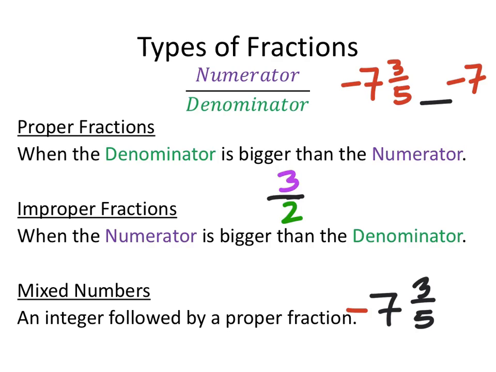I would fill in this blank with less than, greater than, or equal to. The answer to that would be greater than. Wait, no, I apologize. I wrote that in incorrect. It's less than. Okay, negative 7 and 3/5, because it's more negative, so it's like you'd be owing more money than that negative 7, okay? So the negative 7 on the number line is farther to the right than the negative 7 and 3/5.